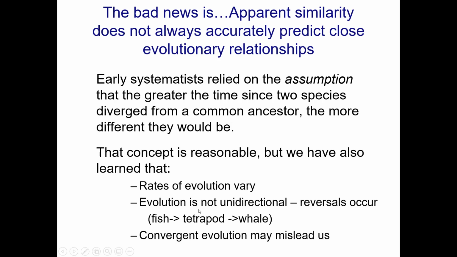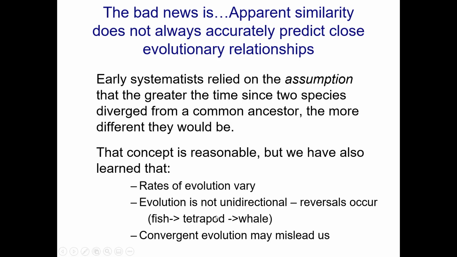Number two, evolution is not always unidirectional. There are things called evolutionary reversals. For example, fish, things that are correctly called fish, and that's actually a particular term. A particular group of fish that are similar to the lobe-fin fish evolved into tetrapods. And then one group of tetrapods evolved into a whale, which is weird because you go from something that doesn't have legs to something that does have legs and then back to something that doesn't have legs.